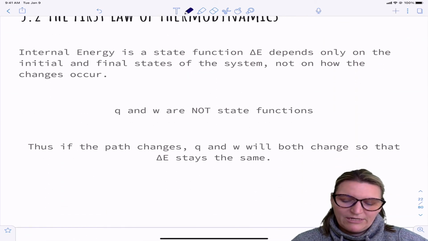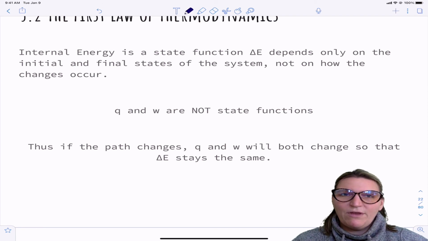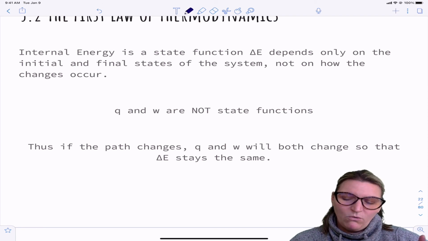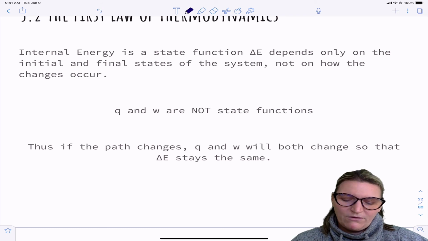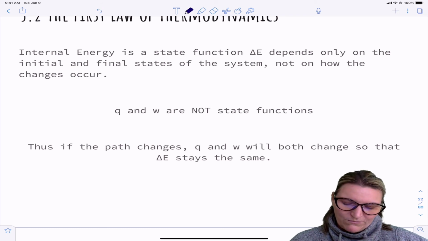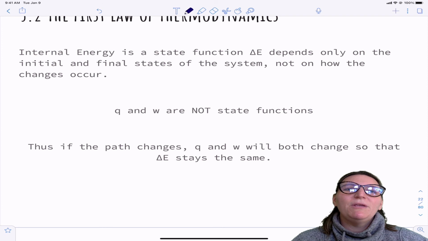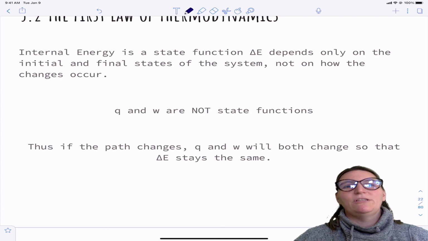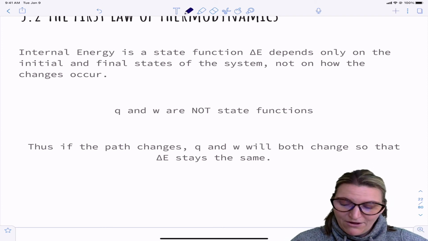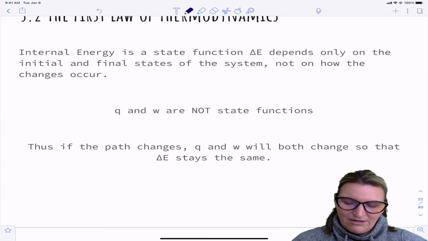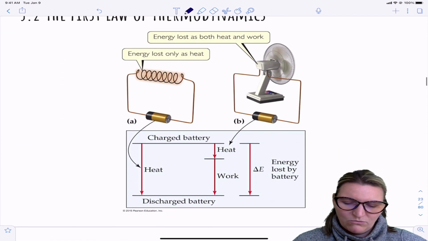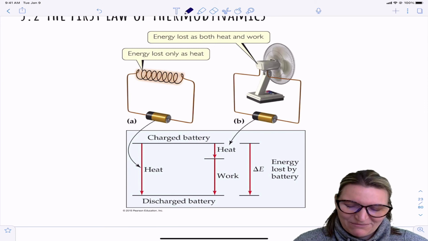Internal energy is a state function. So that means, like we were saying before, it only depends on the initial and final states and not how that change occurred. Q and W are not state functions. That's why, because they are not state functions, if one changes, the other will have to change so that delta E stays the same. That's weird. Let's look at this example here.